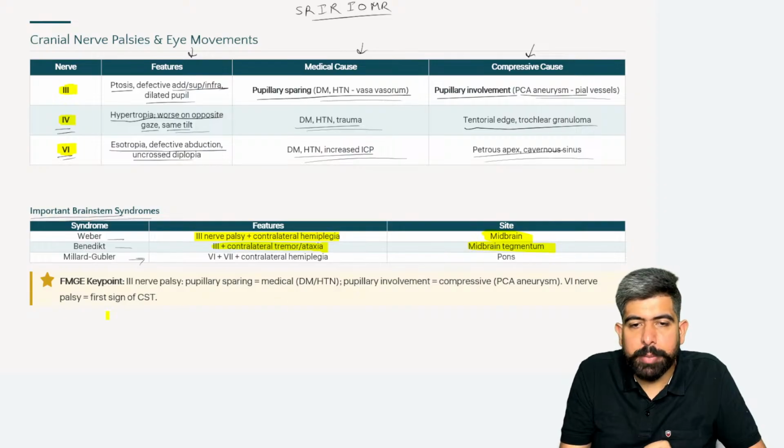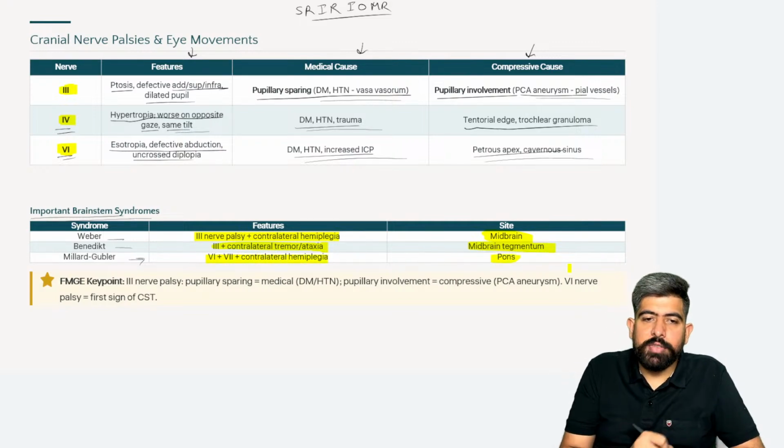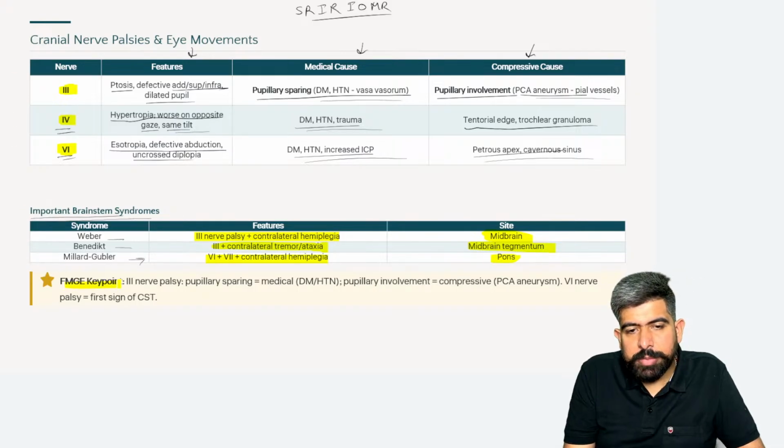The midbrain tegmentum will be affected. And in Millard-Gubler, we will be seeing sixth, seventh nerve palsy with contralateral hemiplegia. The pons is involved in this condition. What are the FMGE key points saying?